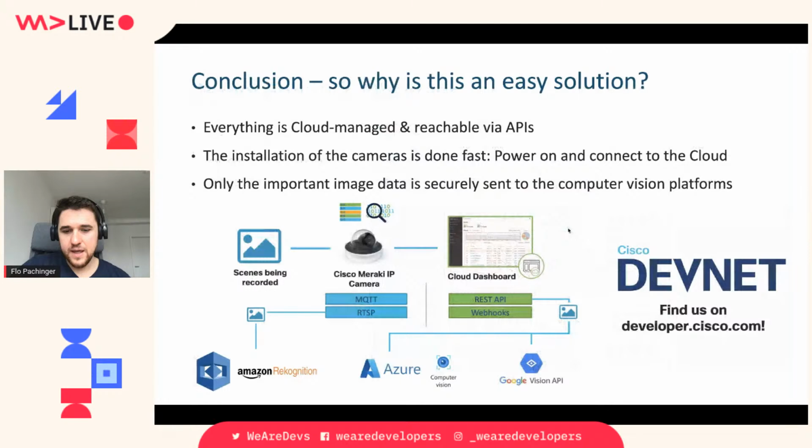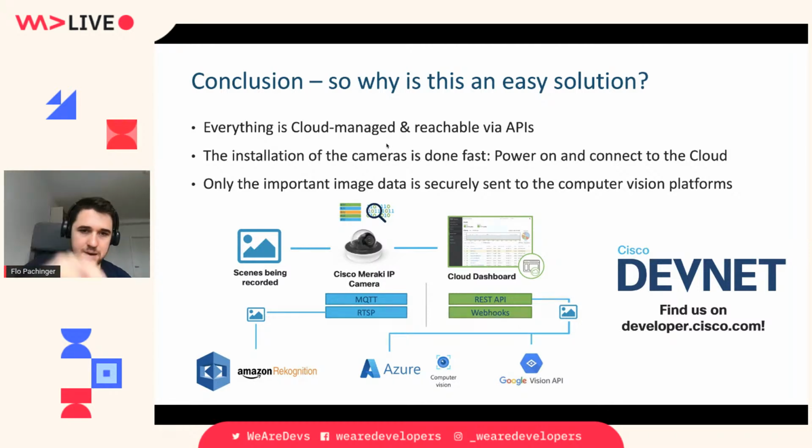So with that being said, this is the conclusion, the final slide. Why is this an easy solution, and why was I calling this out? First of all, everything is cloud managed and reachable via API. The cameras are cloud managed. You have, of course, something physical there. But anyway, the API is the computer vision platform, and the cameras are cloud managed.